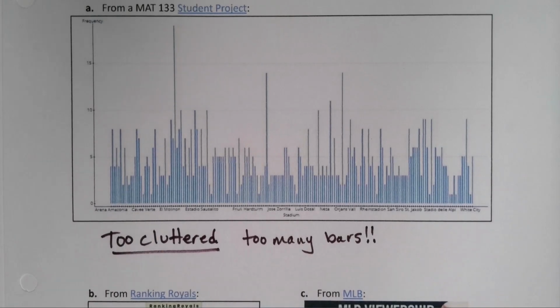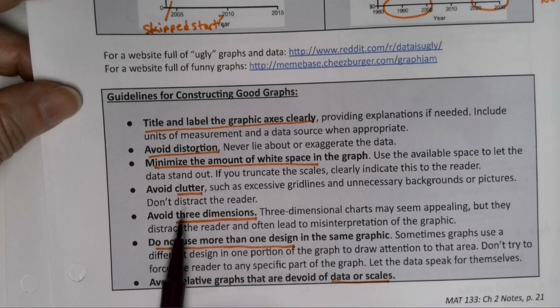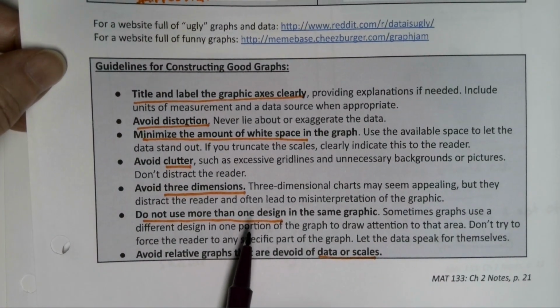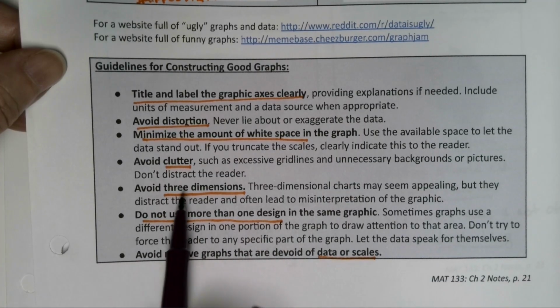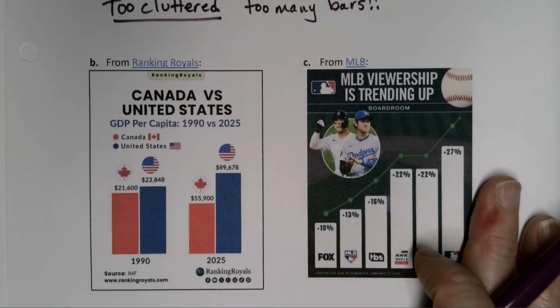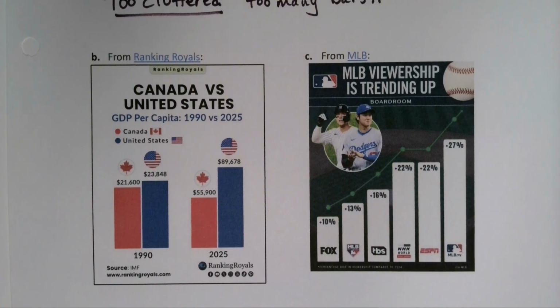So you can tell just by looking at it, right? We want to avoid clutter. Remember that tenet: avoid clutter, avoid distortion. Don't use 3 dimensions, right? Avoid 3D. Avoid 3D. All right. Then, oh my goodness, where do I begin?